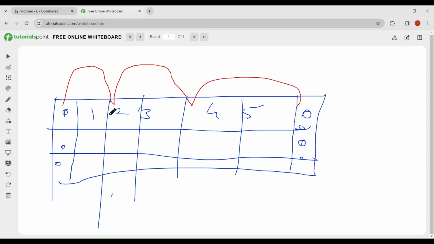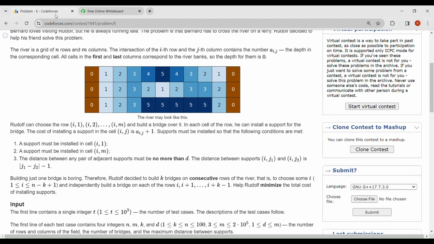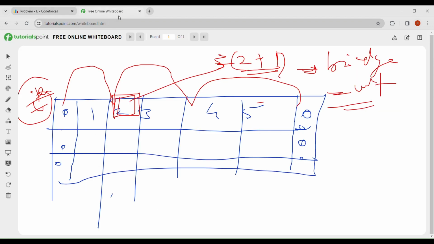and the cost will be for the foundation, where you will make the foundation: the value of that depth plus 1. This will be the cost for that foundation, and overall the summation of the foundations you make will be the bridge cost. So this was the bridge cost for this bridge only, the ith bridge. For the ith row you make only one bridge. They are asking you to make consecutive k bridges, up to k bridges.